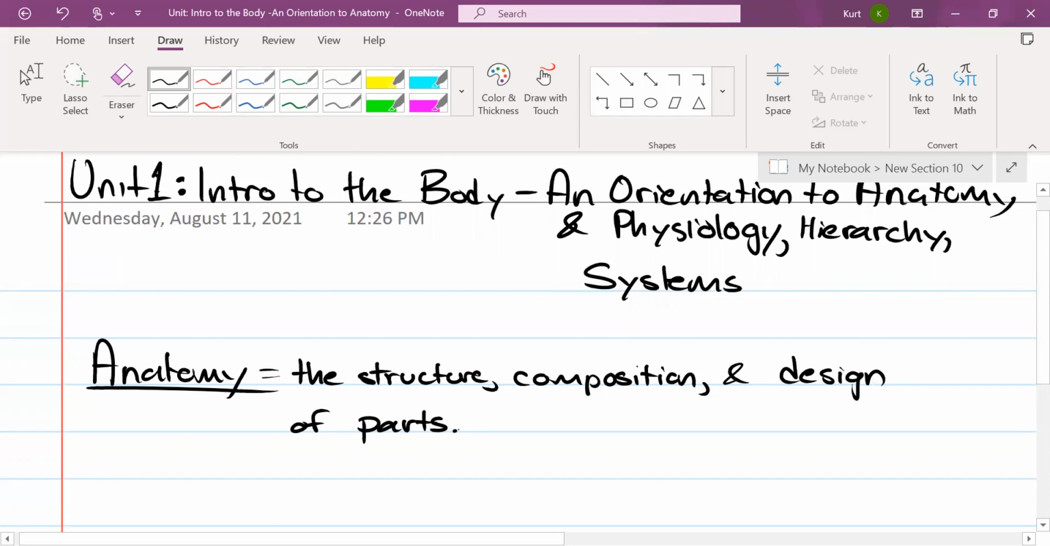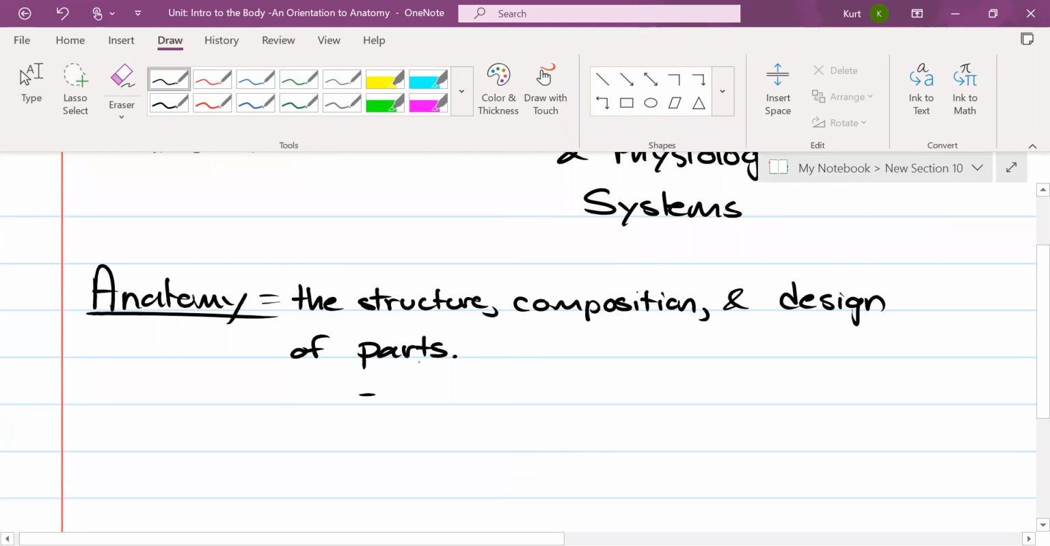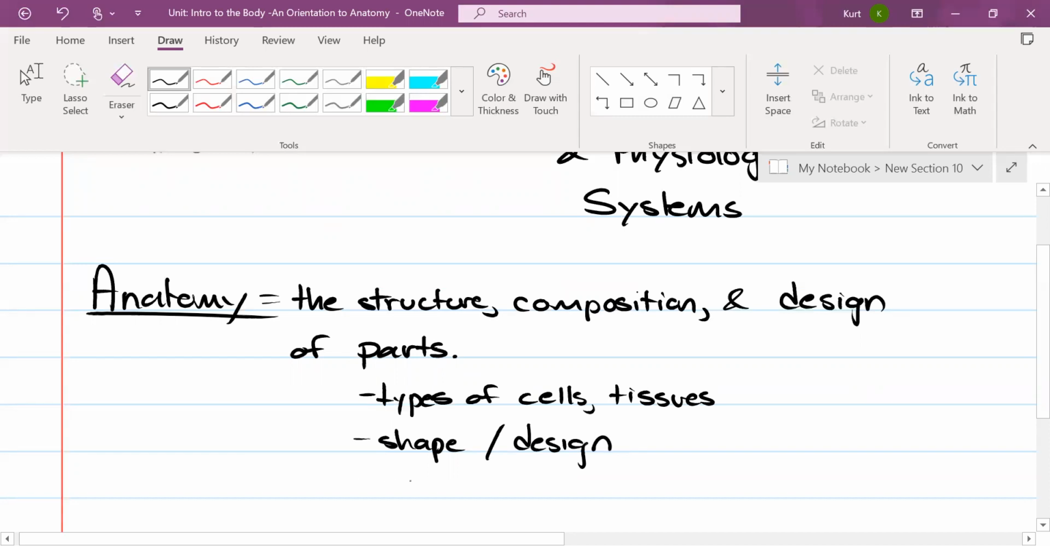I could look at a heart. Here's the ventricles, here's the atriums, here's the different layers of the heart, here's the tricuspid, bicuspid, valves, aorta, vena cava, and so on. Those are the parts. What they're made of, what kind of cells they're made of, what kind of tissues they're made of, the shapes that they are. So this is really going to be types of cells, tissues, the shape and design, as well as any other features.